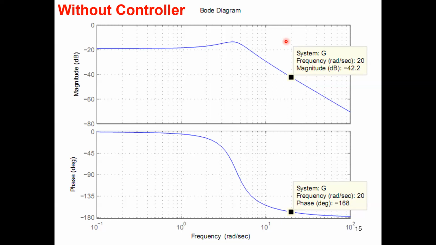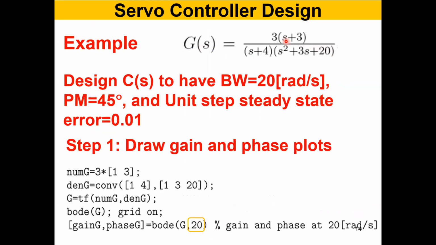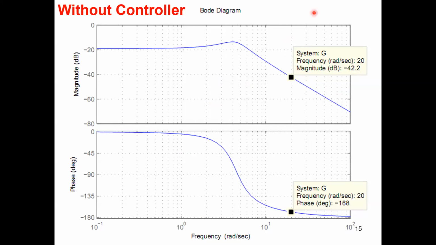Now, where are we with respect to what we are supposed to do? What we are supposed to do is to have 20 radians per second bandwidth and 45 degree phase margin. So let's leave phase margin aside for a while and just try to see how we can achieve this bandwidth requirement, 20 radians per second. What you have at 20 radians per second is minus 42.2 dB magnitude. This is not enough.